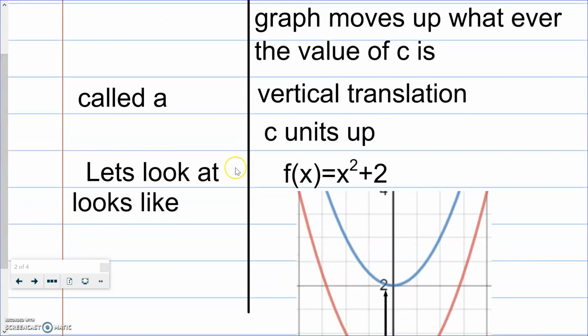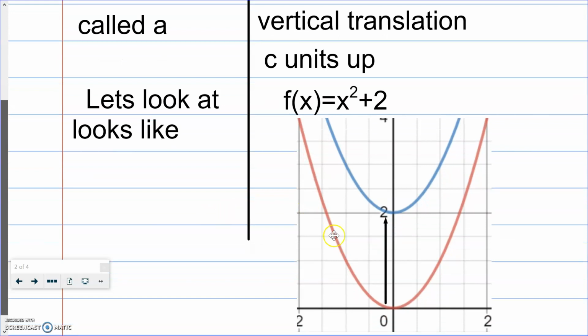So let's look at f of x equals x squared plus 2. Notice our c is plus 2, or positive 2. So that's going to move our graph up 2 units from our parent graph. Our parent graph here was in red. Its vertex was at 0, 0. When we added the plus 2 at the end, it moved our graph up 2 units. And so now our vertex is 0, 2. So adding a number will just move our graph up.